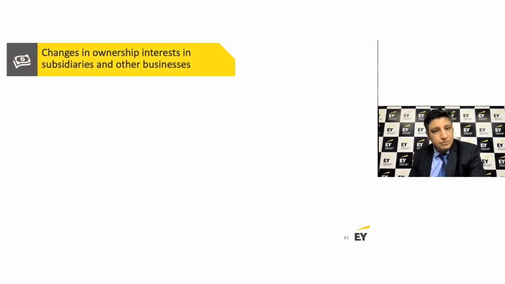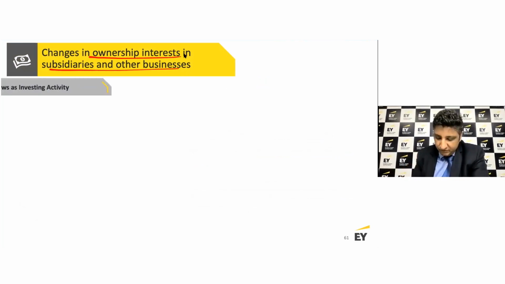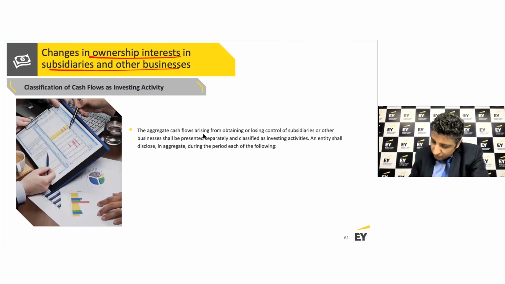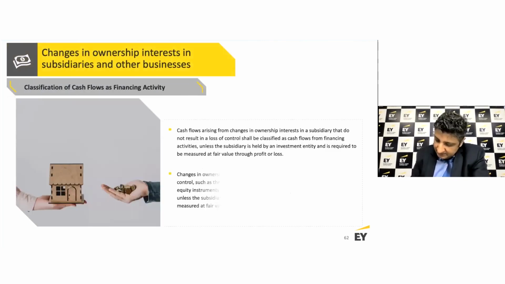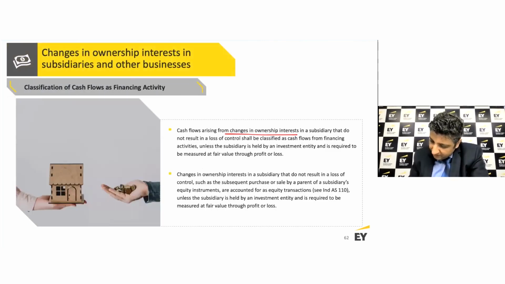Now, this would be a last but important case here. What if you are acquiring a business and there's a change in the ownership interest? Importantly, what you want to remember, in case you are obtaining control or you are giving up control, then essentially it's a part of investing activities. However, in case there is a change in ownership interest in a subsidiary, but there is no change in the control.